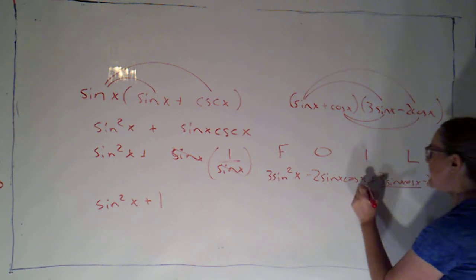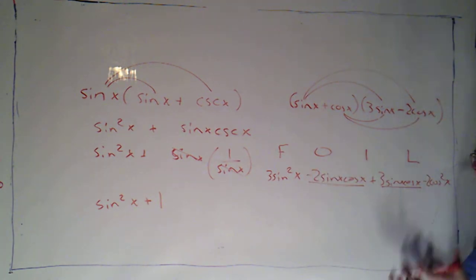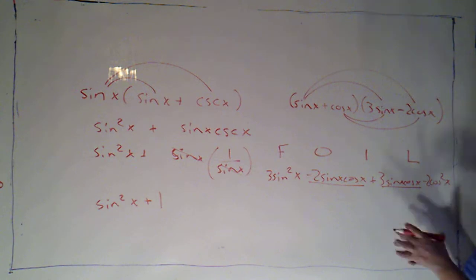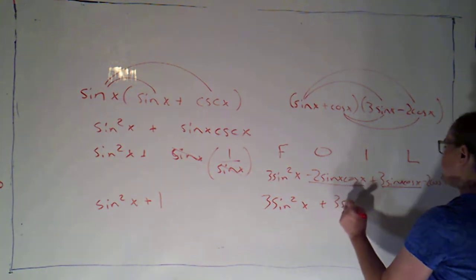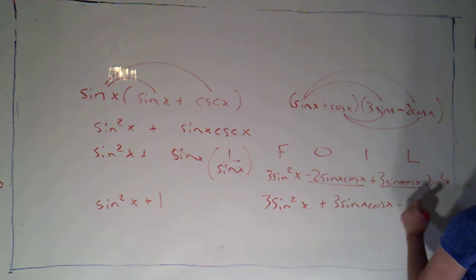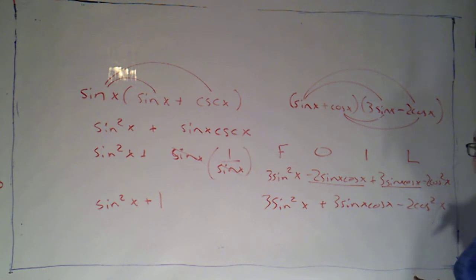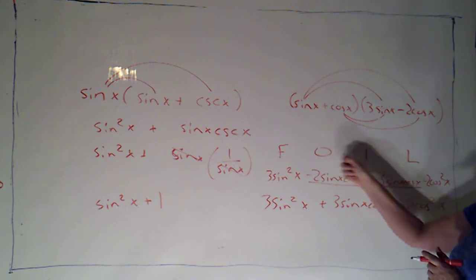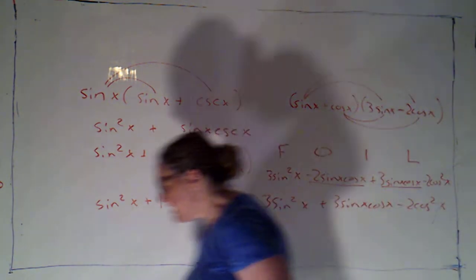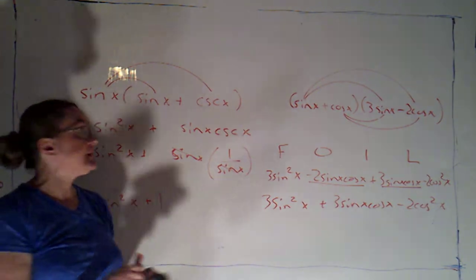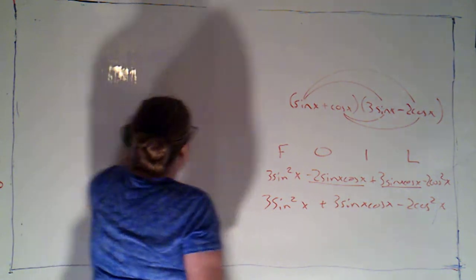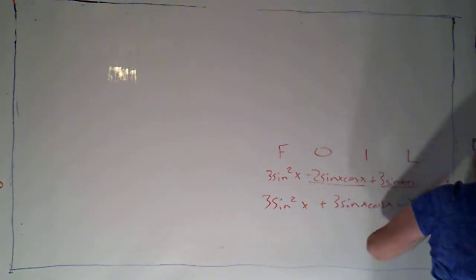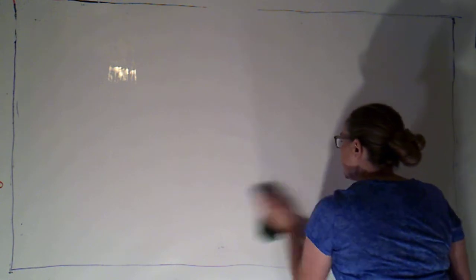And now if I take a look, these guys are like terms. They're both just some number of sine times cosine, so I can consolidate those. So we'll have 3 sine squared x plus 3 sine x cosine x minus 2 cosine squared x. Very often, although it's not guaranteed, when you FOIL things out, just like the O and the I come together to make that OI sound, very often the outsides and insides will be like terms, and so you can combine them. Okay. So that's multiplying things out, which sometimes is what we're going to want to do.